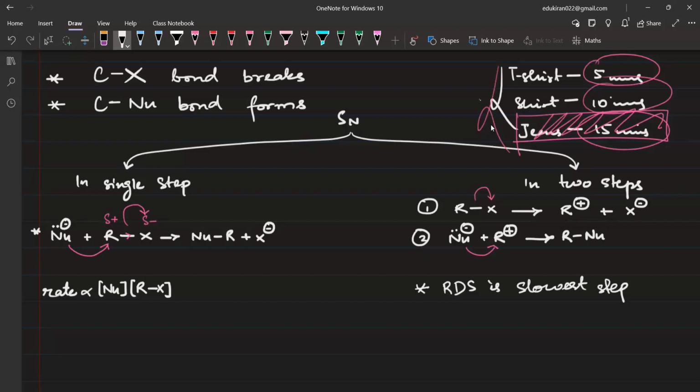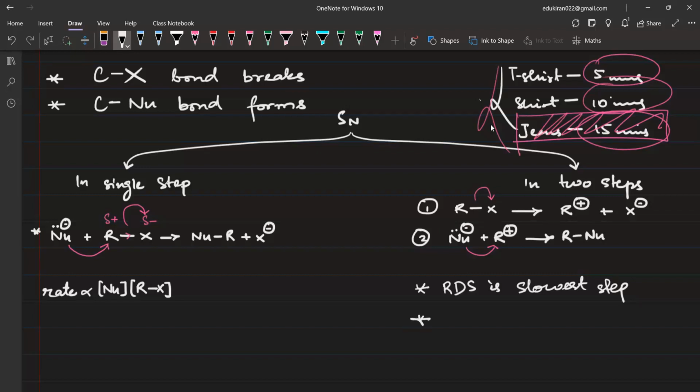ठीक है? अब यहाँ पे देखना है which is the slowest step. If I look at the first step, there is bond breaking. In order to break a bond, we have to give energy. In the second step, positive and negative charges are combining. You don't have to give any energy to combine them, right? They will automatically come together and make a bond. But you will require some energy for the first step.